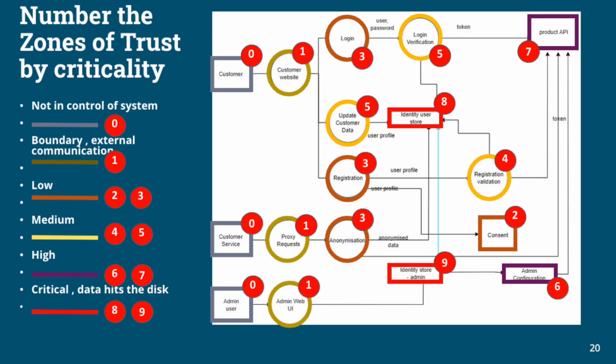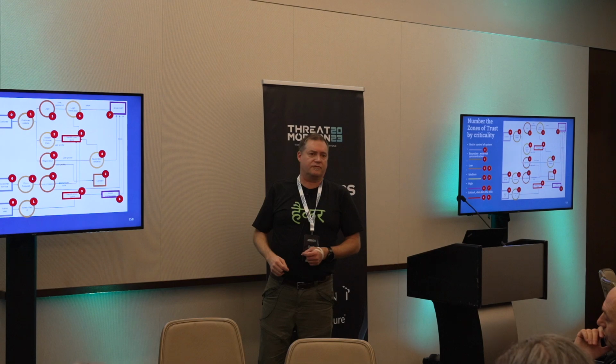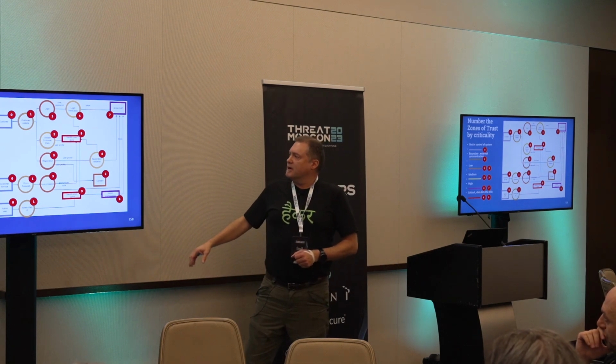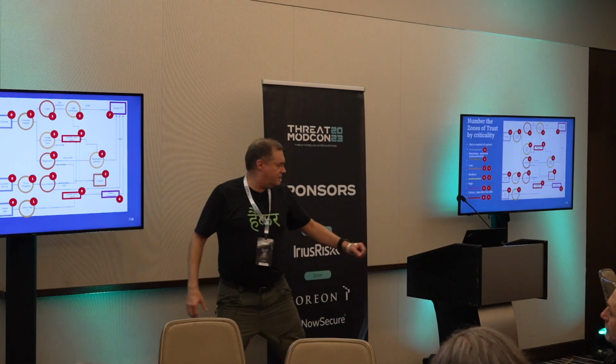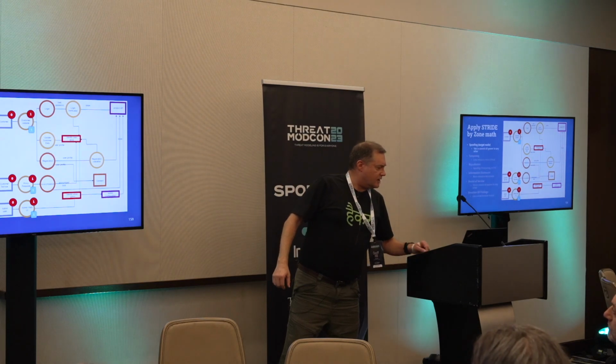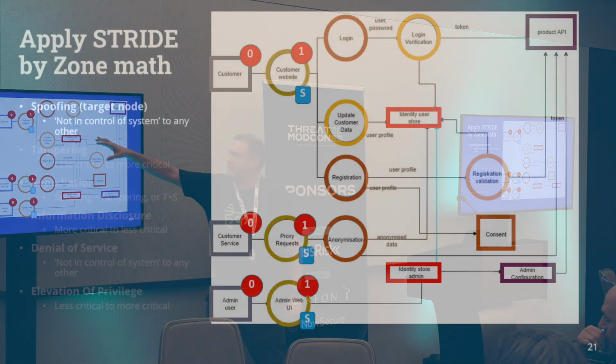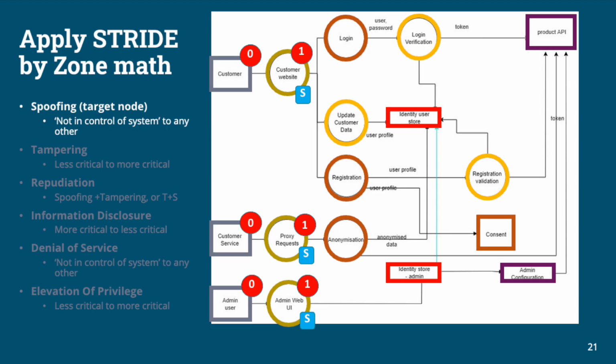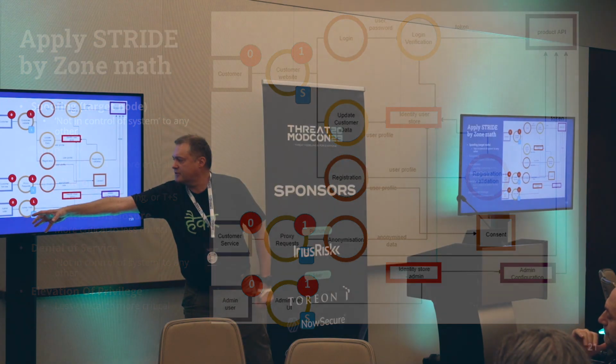So I put arbitrarily 0 to 9, which works, and it's relative to each one of the threat models, first of all. It's not an absolute. But 0, let's see if I do this right here. Yes, 0 is not in control of the system. It's outside of your control. So it's any kind of, in this particular case, customer service and admin user.